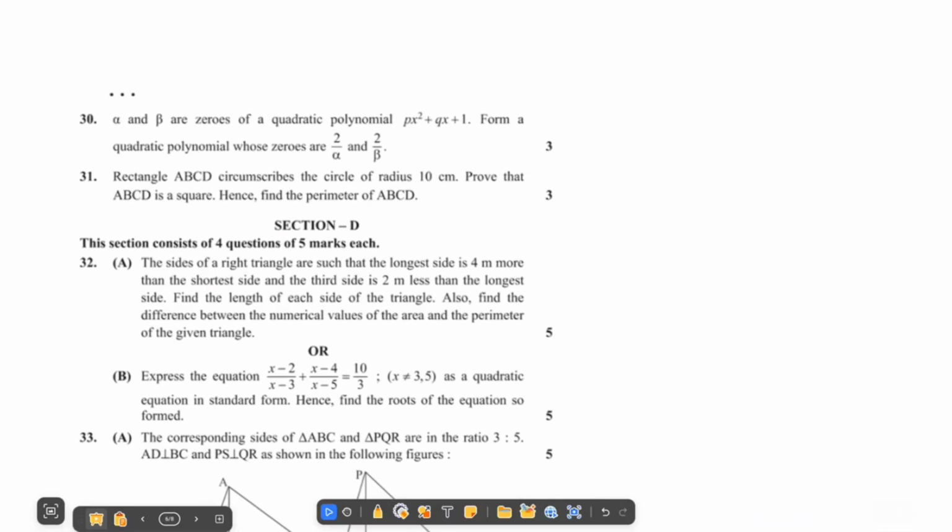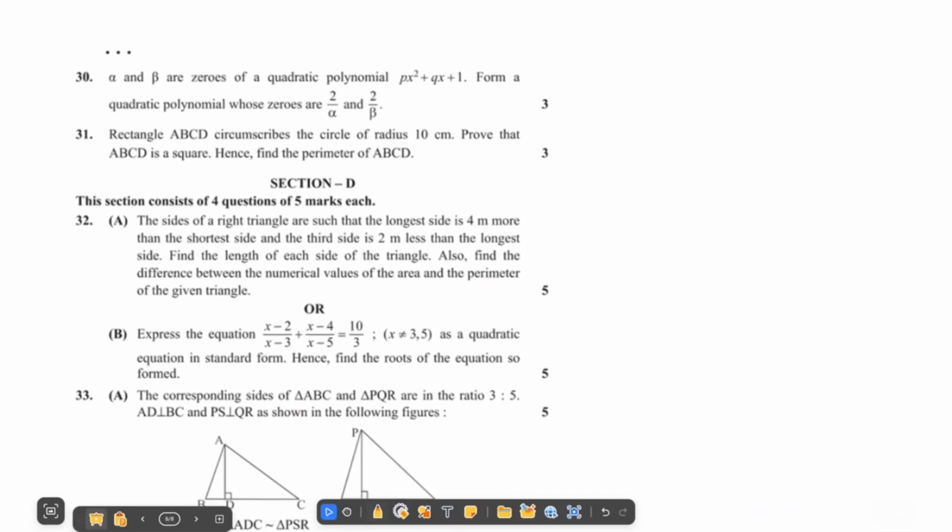Next, the 31st question. So what is the 31st question? Rectangle ABCD circumscribes a circle of radius 10 centimeters. Prove that ABCD is a square. Find the perimeter of ABCD.